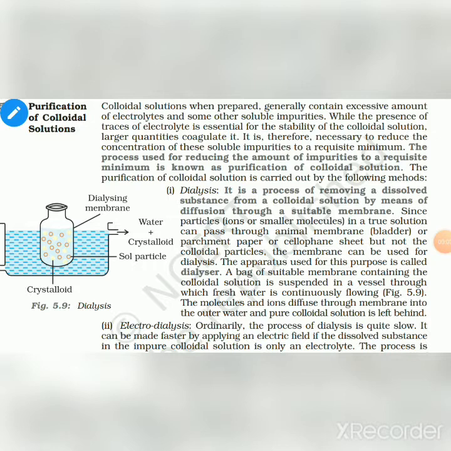Purification of colloidal solution. When colloidal solutions are prepared, they generally contain an excessive amount of electrolytes and some other soluble impurities. While the presence of traces of electrolyte is essential for the stability of the colloidal solution, larger quantities coagulate it. It is therefore necessary to reduce the concentration of these soluble impurities to a requisite minimum. The process used for reducing the impurities to a requisite minimum is known as purification of colloidal solution.